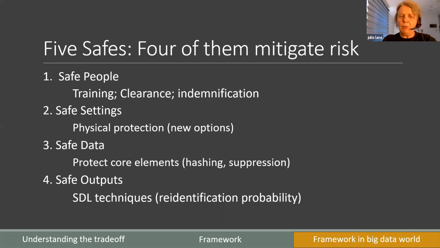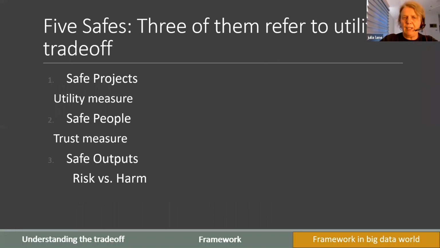In other words, what they're doing is they're saying, we're going to make sure that the people who access data are safe. We're going to make sure it's stored in a safe environment. We're going to make sure that we've de-identified to the extent that we can the social security numbers and names. And we're going to use statistical disclosure limitation techniques, about which I'm going to talk more in the next video, in order to reduce the re-identification.